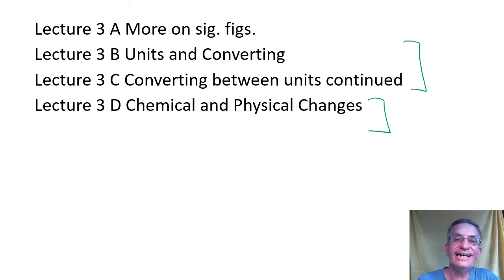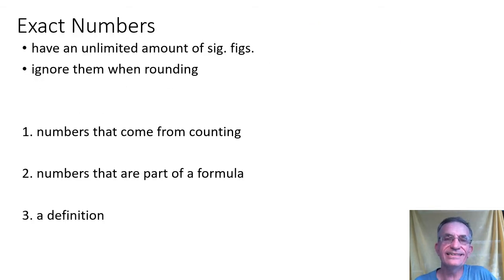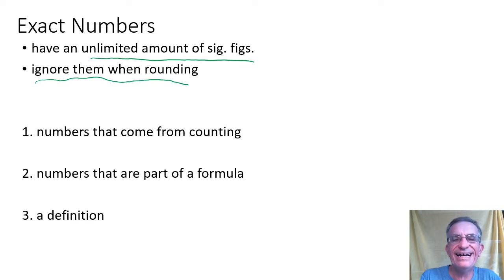Now, before we do any of that, I do have one last thing to tell you regarding sig figs. We have covered almost all of it, but there's one more fact that's going to be important, especially when we get to converting problems in the second part of this lecture, part B. That fact is that some numbers are called exact numbers. What the heck is an exact number and why do we care? Well, an exact number is a number that has an unlimited amount of sig figs, and we care because we will ignore those numbers when we decide how to round an answer to a calculation.